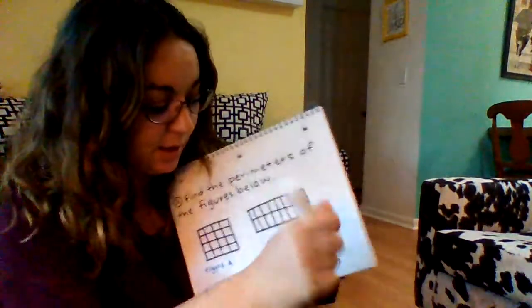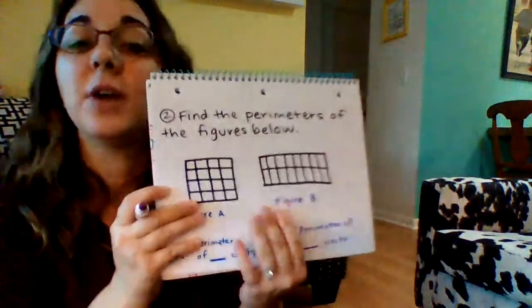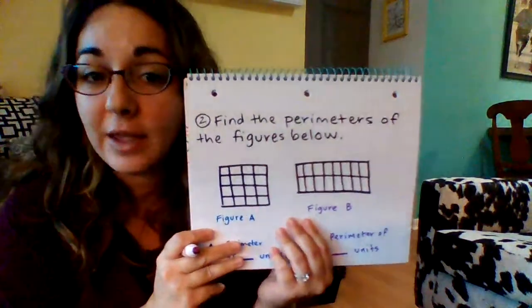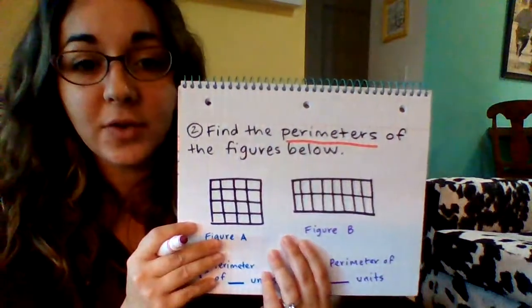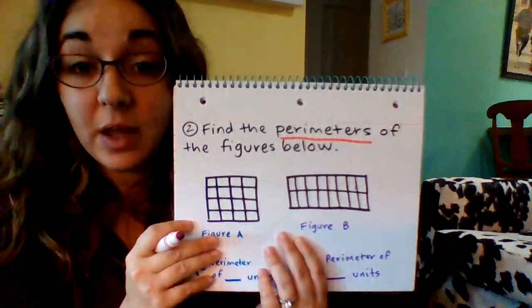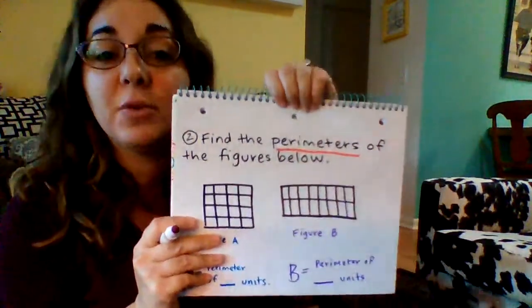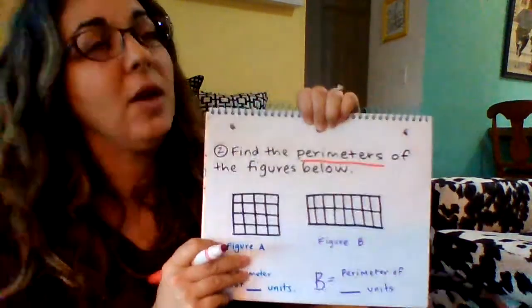Okay, let's take a look at that question they're asking now. Now they're saying find the perimeters of the figure shown below, okay? And if I want to find the perimeter of two shapes, okay, what do I have to do?